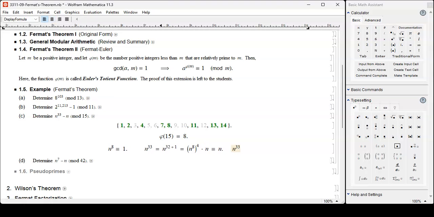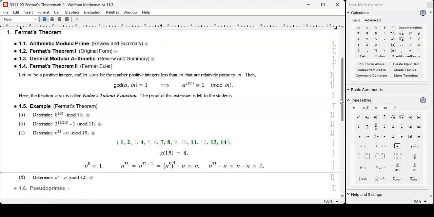So looks like I'm getting this. N to the 33rd power minus n is congruent to n minus n, 0, mod 15. All good? No, there's a problem, and something is not right. Find out, please.